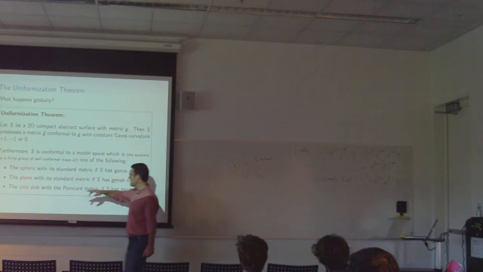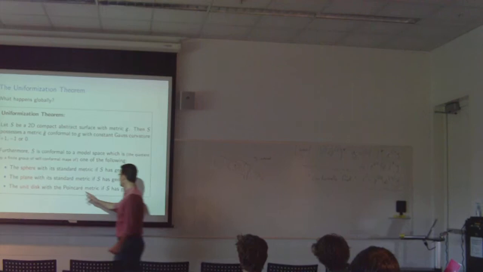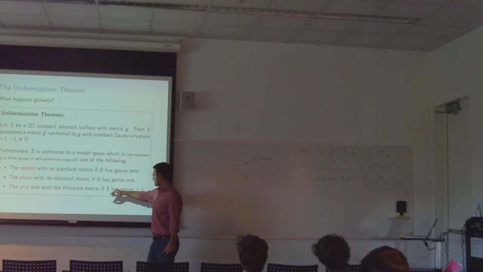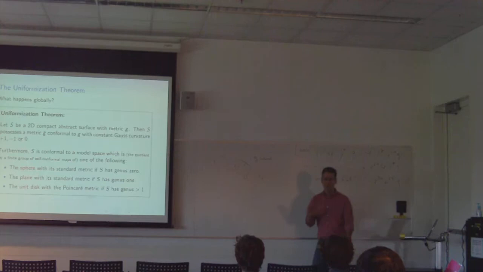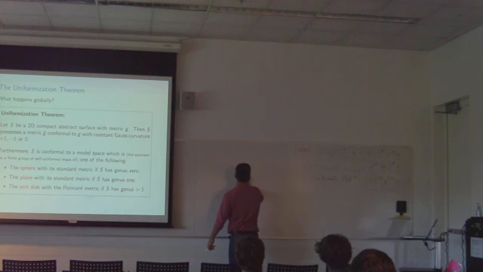And finally, the unit disk is another possibility. This occurs when you have negative curvature, and it occurs in genus bigger than one. And the metric on the unit disk is the so-called Poincaré metric. Have you guys heard of the Poincaré metric? Okay, some yeses and some noes. So let me just describe a little bit what the Poincaré metric is.